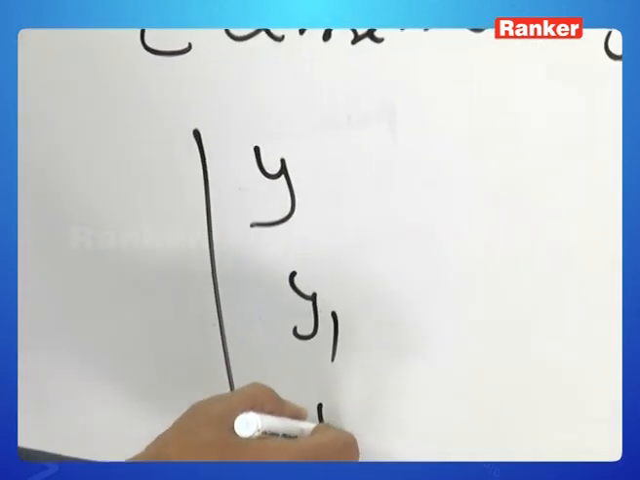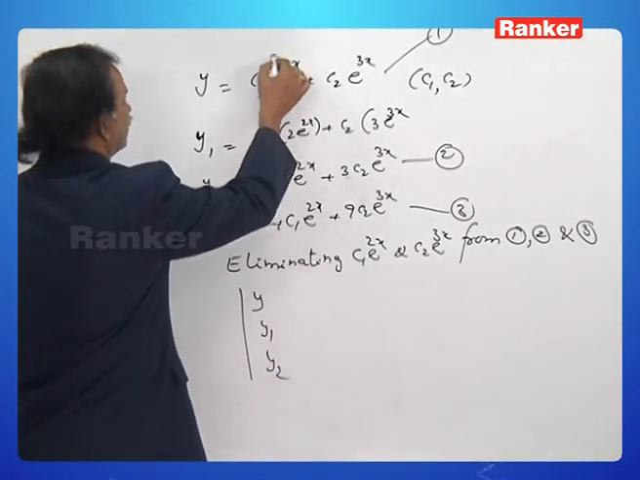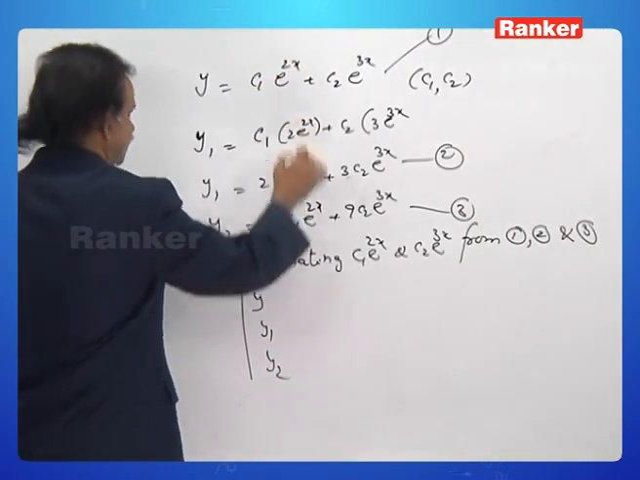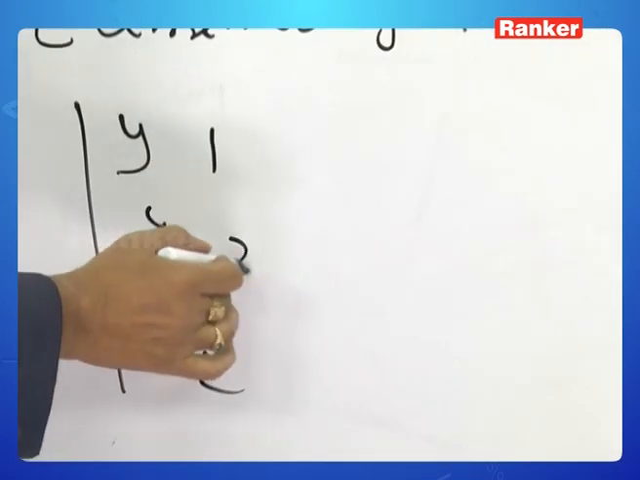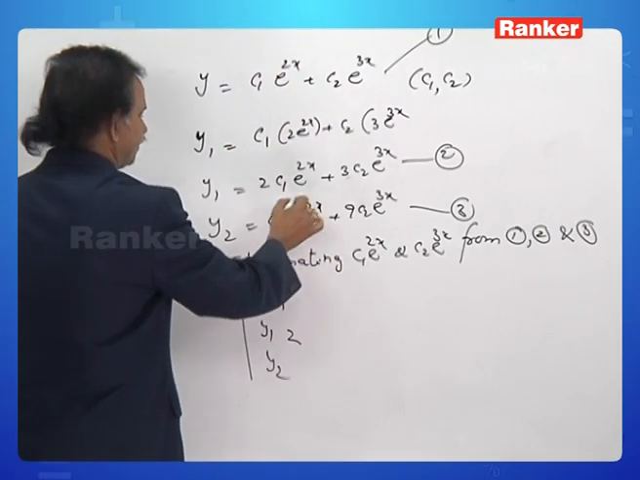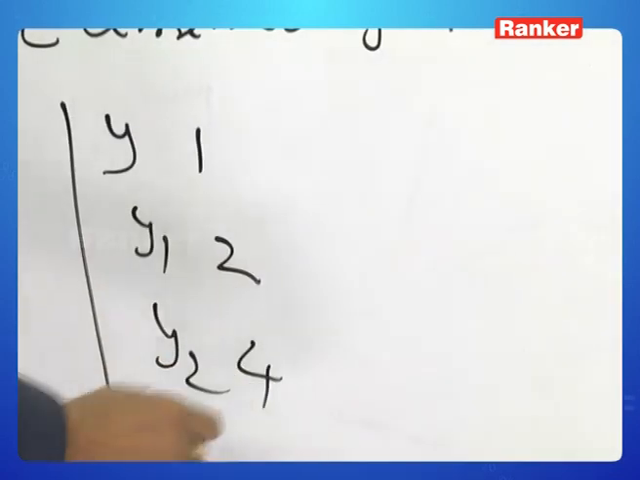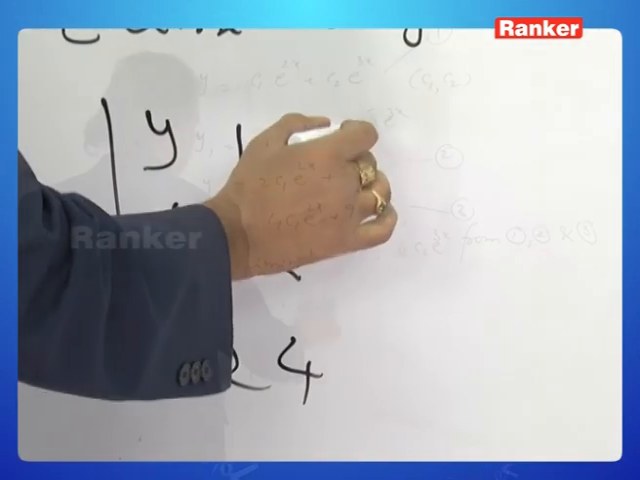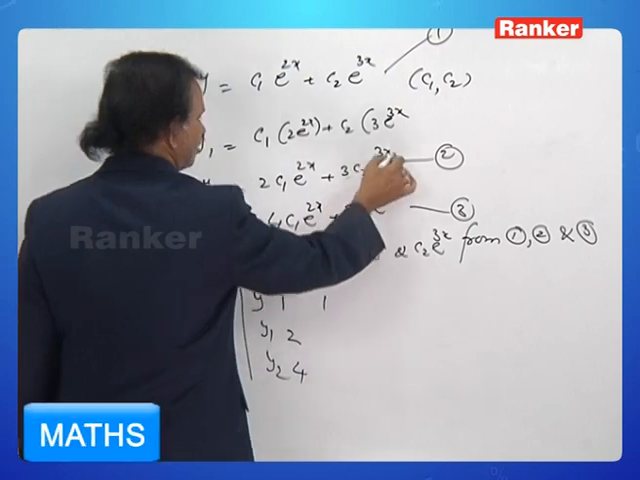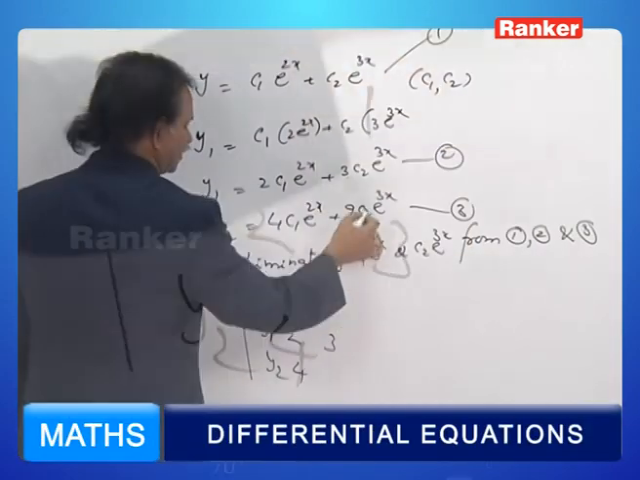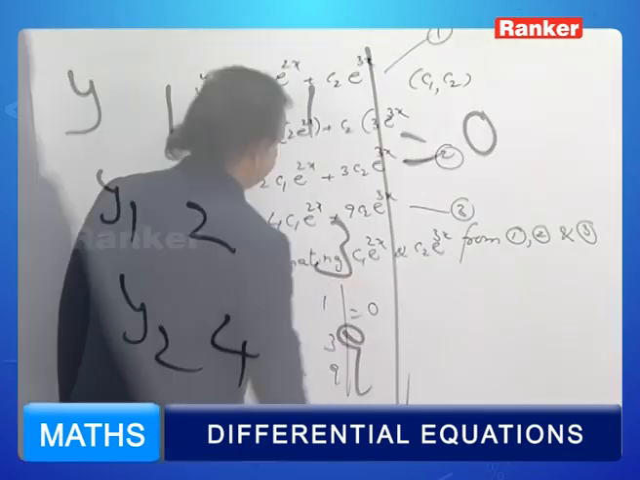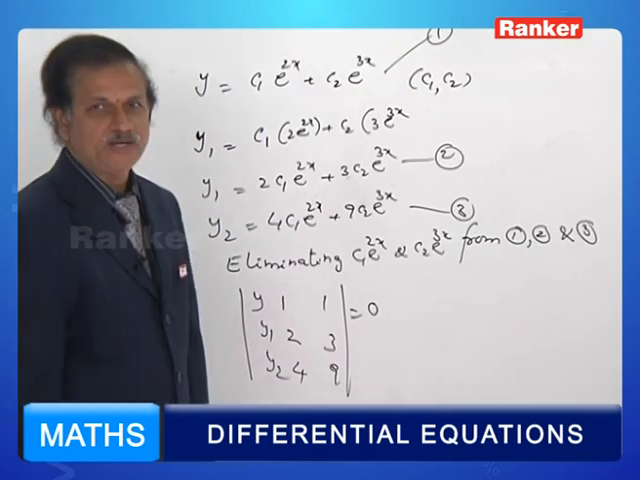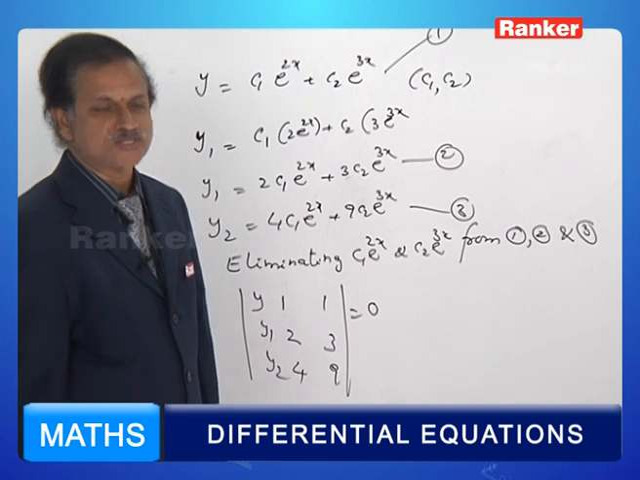Y, Y1, Y2. What is the coefficient of C1 e power 2x here? 1. Coefficient of C1 e power 2x here? 2. Coefficient of C1 e power 2x here? 4. Coefficient of C2 e power 3x? 1. Coefficient of C2 e power 3x? 3. And the same here, 9, is equal to 0. This is the way we eliminate the constants.